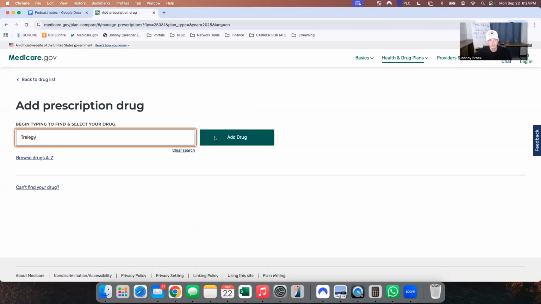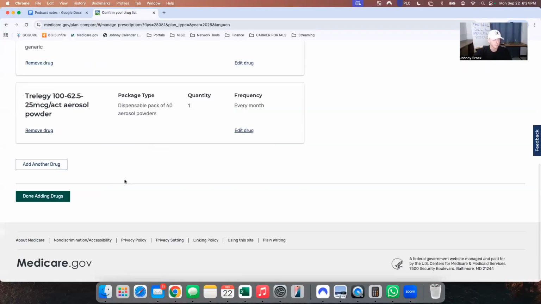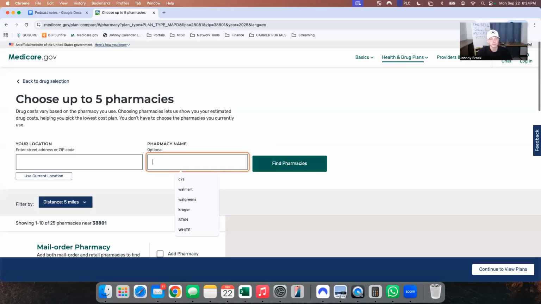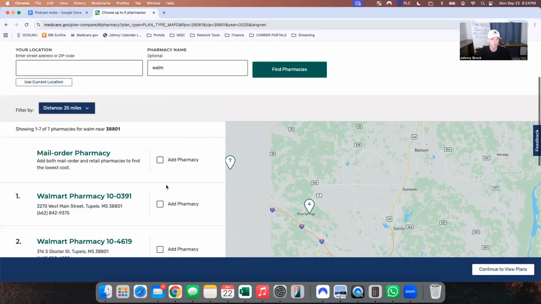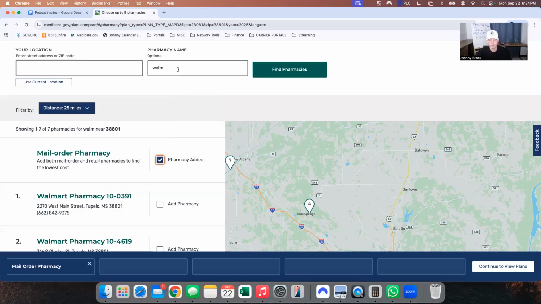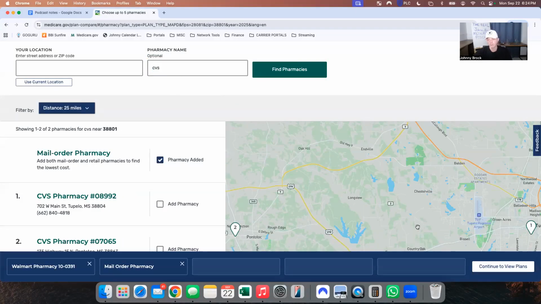Trelegy is for breathing, probably for people who have breathing issues, maybe COPD, maybe emphysema. It's probably going to be an expensive medication there. I'm trying to do expensive because I want to show expensive. That's what I want to show. So we want to put a few different options here for pharmacies. Continue to view plans. So we got Walmart and CVS.